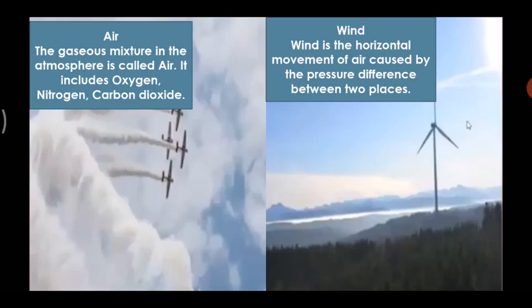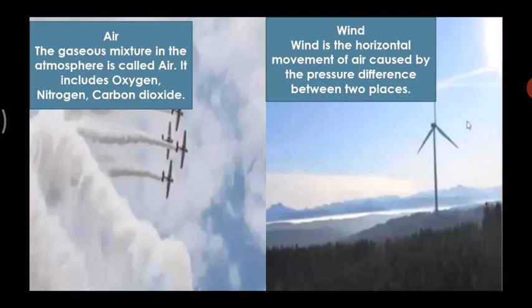First, what is the difference between air and wind? What do you mean by air? So, air is the mixture of gases in the atmosphere. You know what do you mean by atmosphere? Atmosphere means the layer of air around the earth. So, the gaseous mixture in the atmosphere is called air.